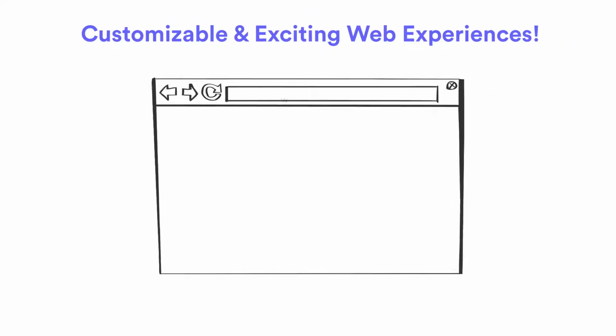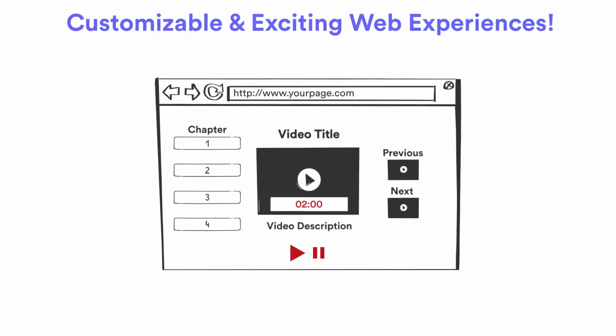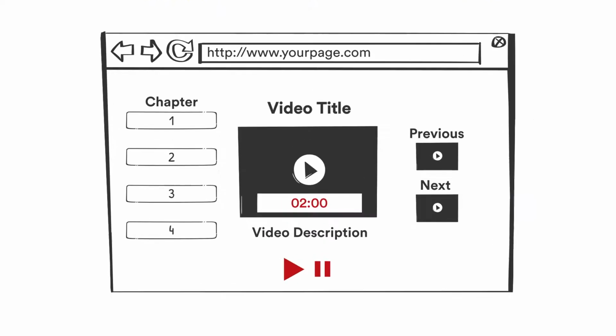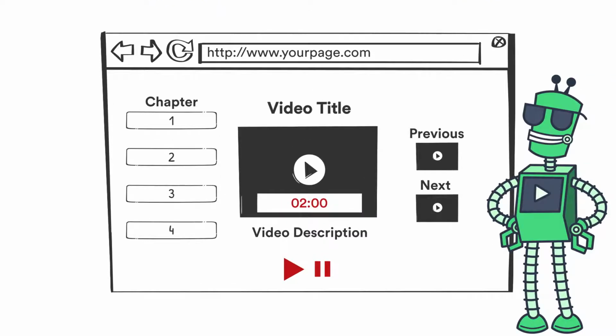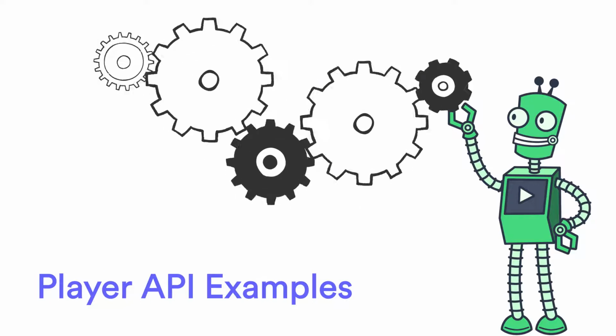Using a combination of methods, events, and metadata creates the opportunity for a very customized and exciting way to deliver content that can match the needs of both the content creator and the viewer. So let's take a look at some examples.